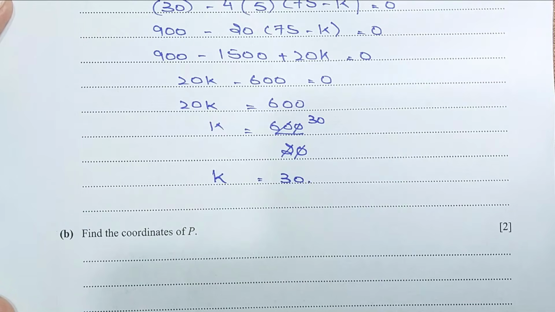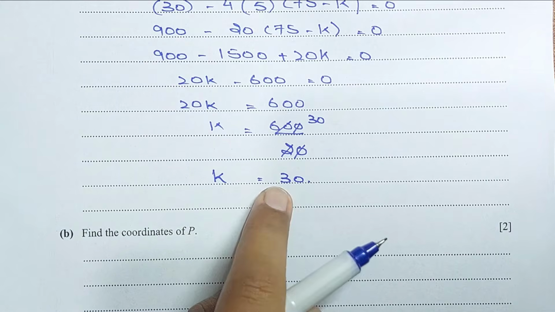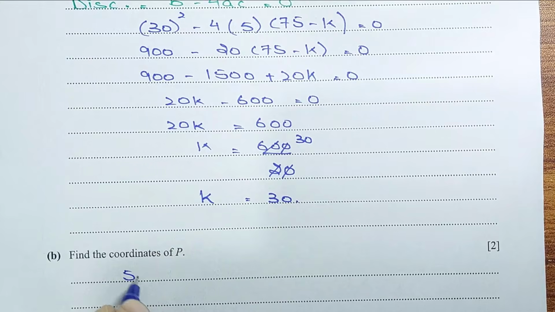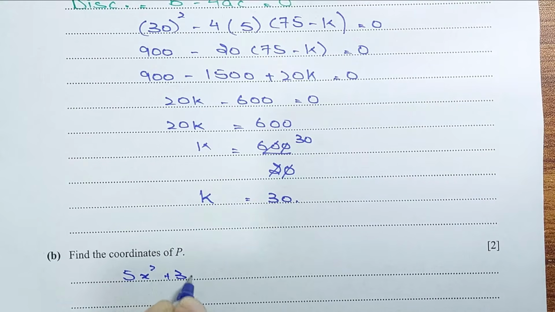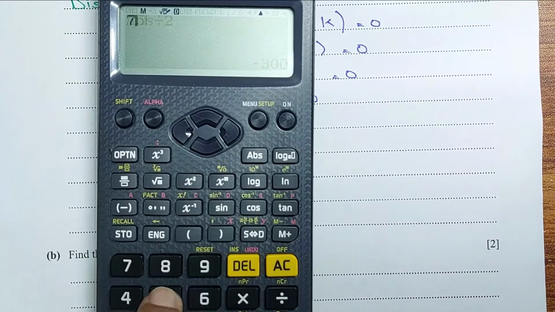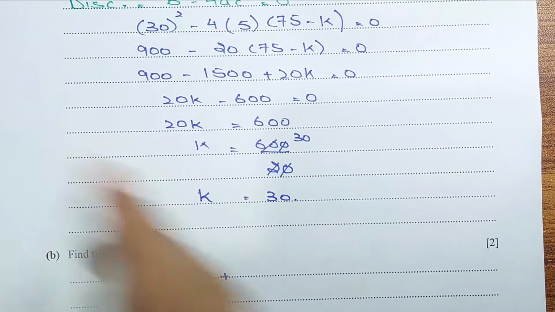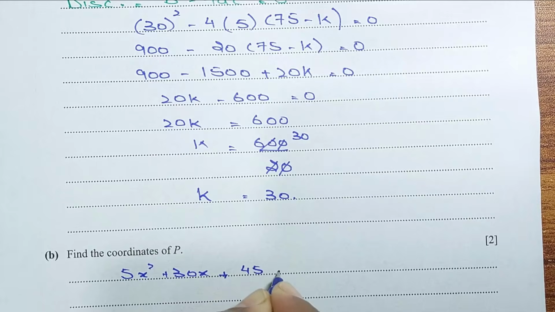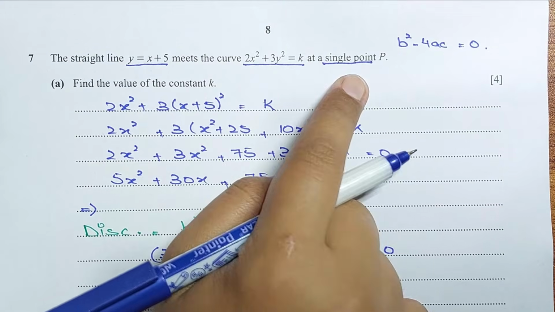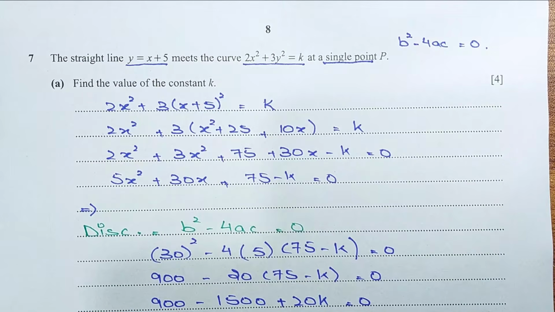Okay. Now for part B, find the coordinates of P. The coordinates of P we have to work on. Now let me substitute the k over here, which is 5x square plus 30x plus 75 minus k, which is 75 minus 30 is 45, equals 0, right? So we have been given that the straight line and the curve meet at a point P. We have to find the coordinates of P.